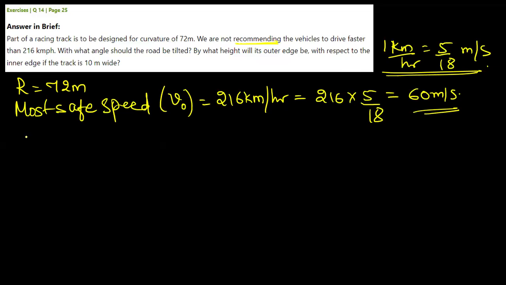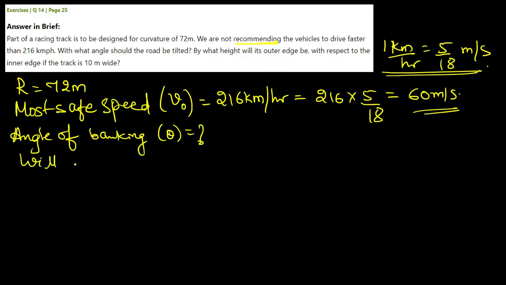Next, with what angle should the road be tilted? The angle of banking is asked in the question. What will be the angle of banking? You are supposed to find the theta value. By what height will its outer edge be with respect to the inner edge, if the width is given? The width of the track is given as 10 meters. So find the height. The first case that you will use is the angle of banking.